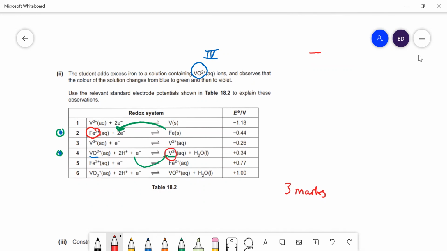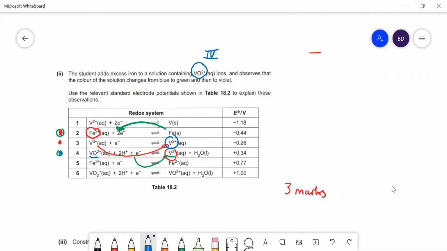But that's not the end of the story, because if we look at this half equation here, we can see that that half equation is still more negative than the iron one. So as long as there's excess Fe, that one is going to go forward, and the V3+ ions are going to be reduced to V2+, and of course it tells us that they are violet.